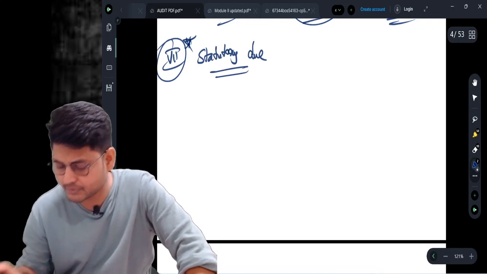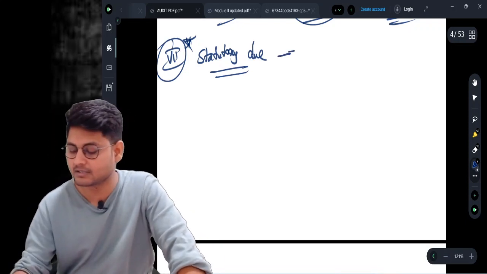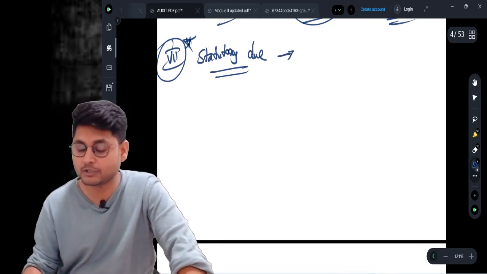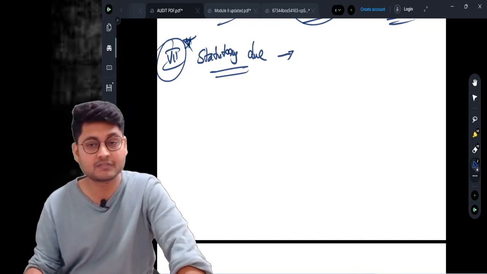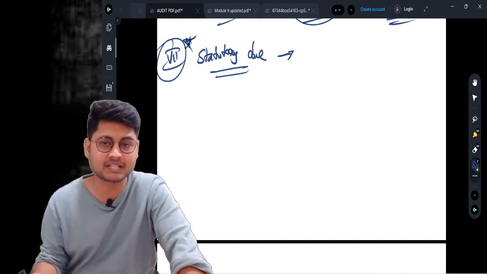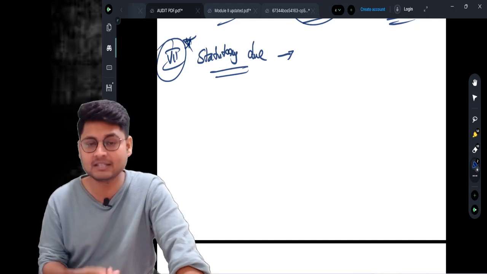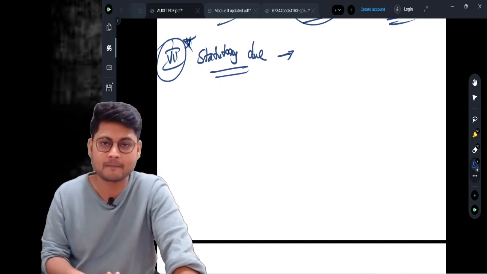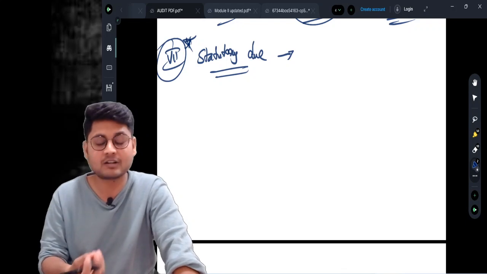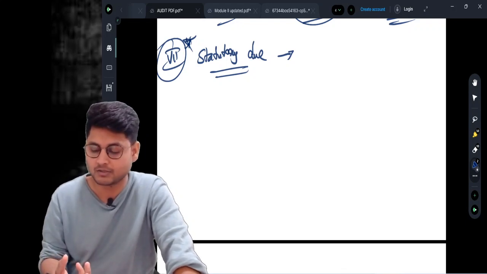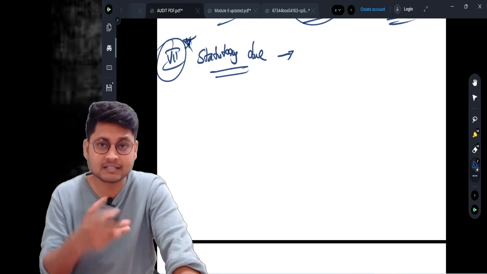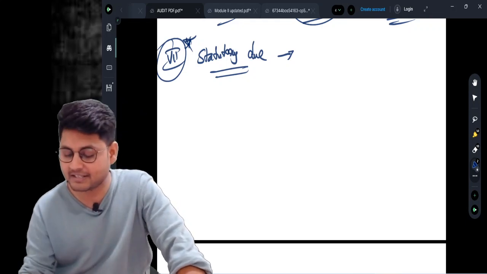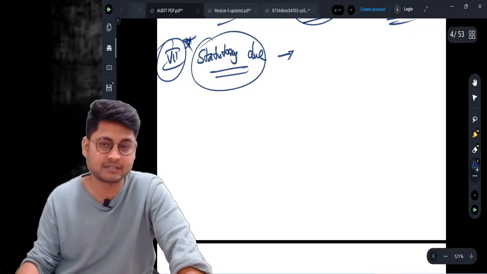So what is a statutory due? A statutory due is the liability of the company to pay under statute. There are many laws which are applicable to the company when it is functioning. Under different laws, the company is required to pay money to the government. These are called statutory dues. Whether the company is regular in payment of the statutory dues or not, that needs to be reported.